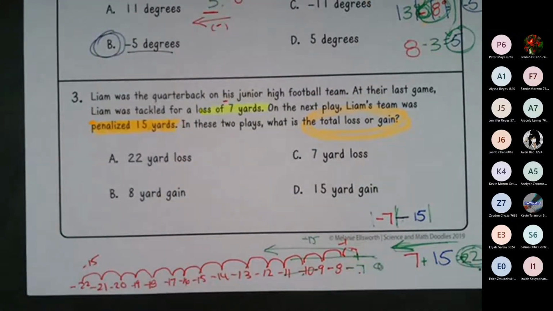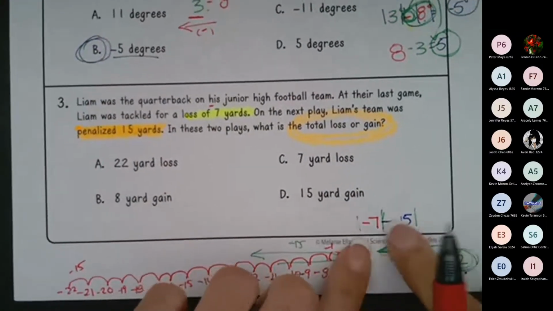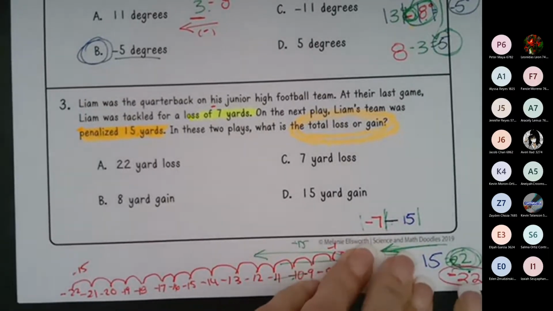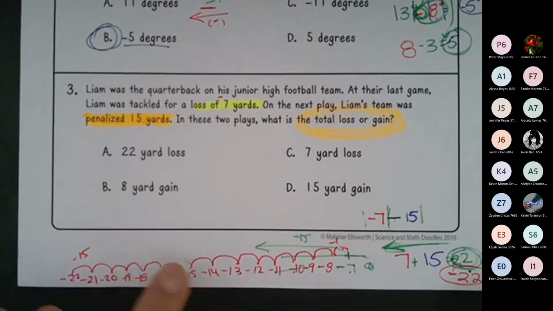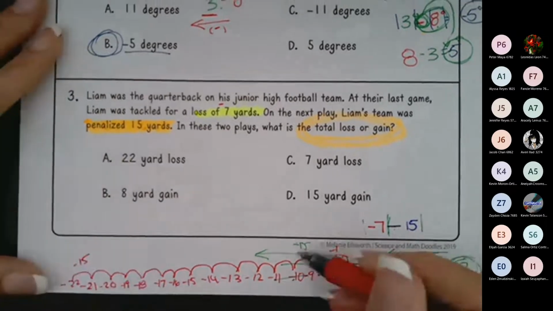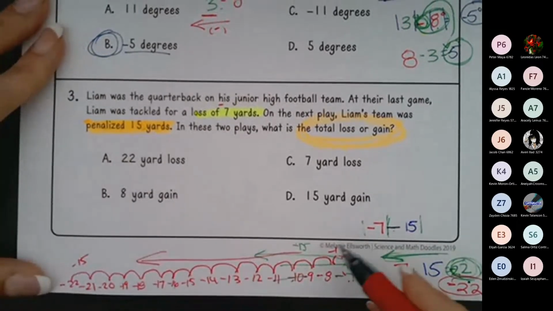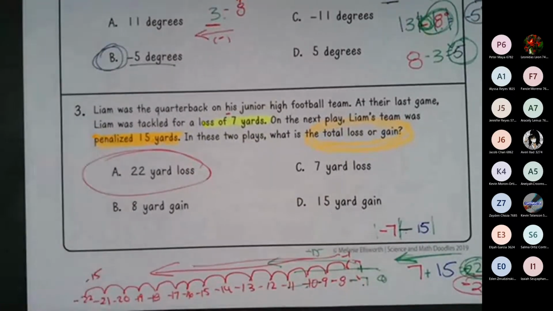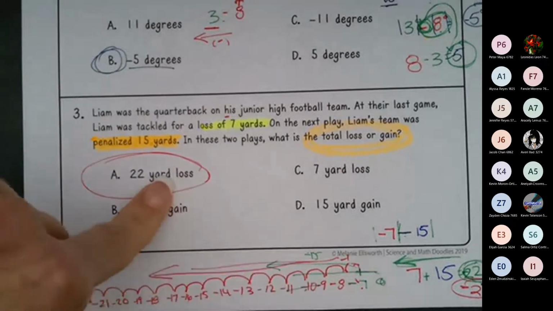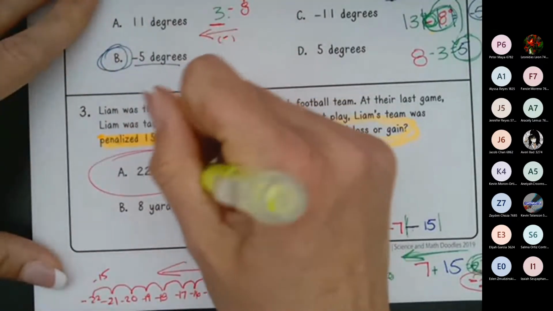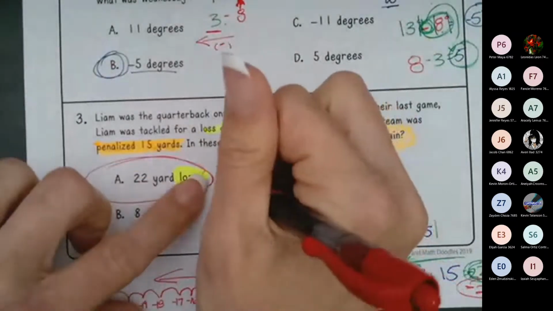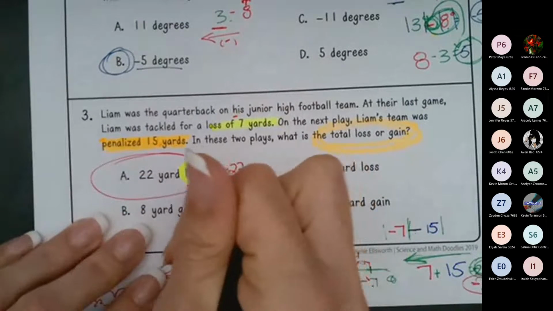Okay, so if I wanted to save time, I'd add these two numbers together and throw on my negative sign because I know it's going to be on the left side of 0. I know that I increased in value because I moved further to the left. I went from -7 and moved further to the left. So my answer is A, a 22-yard loss. And this word loss here is my verbal or written expression of -22, because the loss tells me I lost 22.